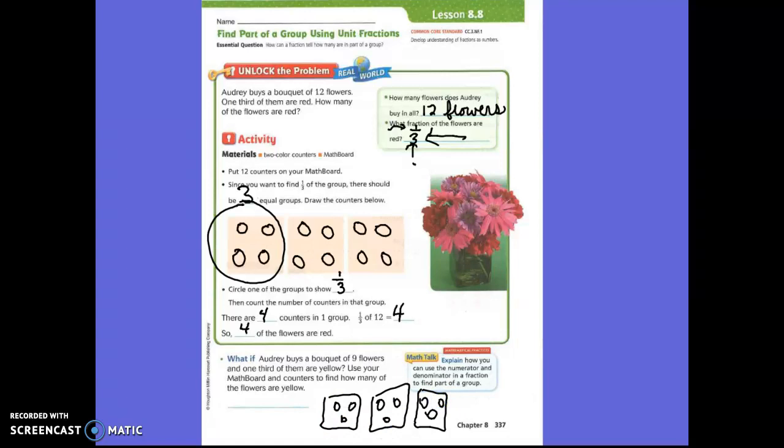Now, do the same thing as up here. Circle one of the groups for 1/3. The top number is 1, so I'm circling just one group. How many counters are in that one group? 3. So how many of the flowers had to be yellow? 3. 3 yellow flowers.